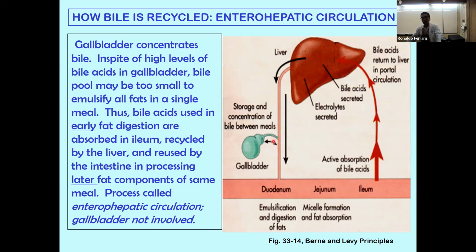And depending on the amount of lipids that is found in your food, it would be recycled several times so that you can use it. Less than 5% of bile actually reaches the colon. So this process, ladies and gentlemen, is called enterohepatic circulation. This is how important your bile is for lipid digestion.